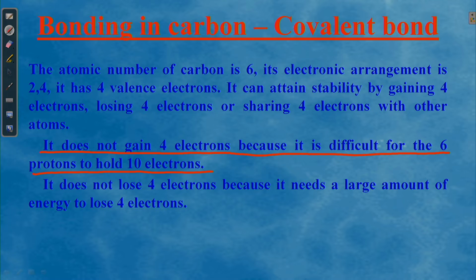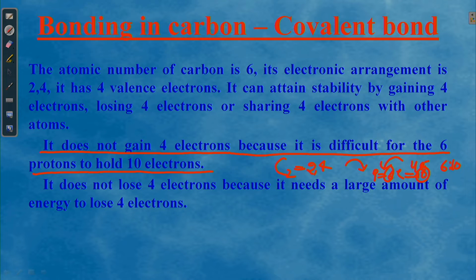So if we talk about carbon, the electronic configuration is 2 and 4. If it loses or gains 4 electrons, the total number of protons is 6. If it gains 4 electrons, the total number of electrons is 10. So the proton to electron ratio would be 6:10.